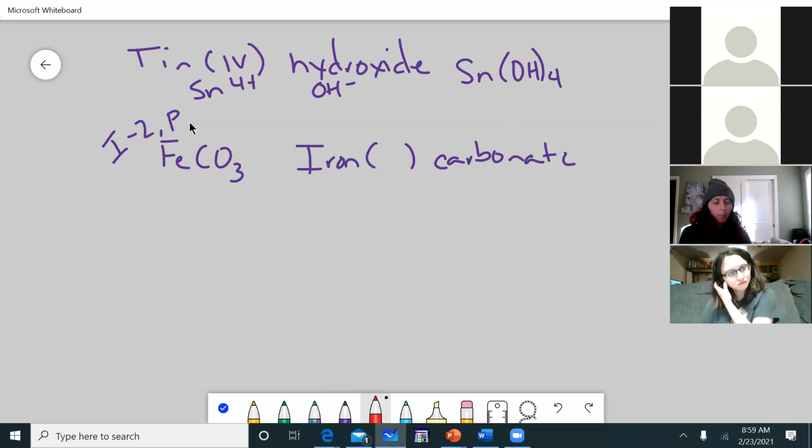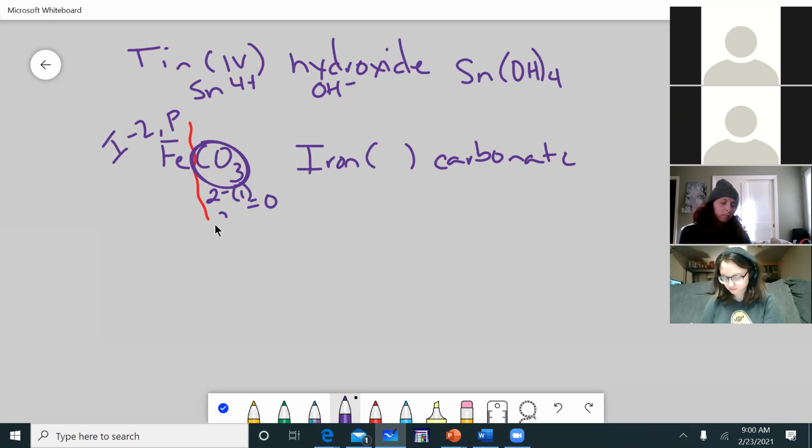Now I need to figure out the charge on this thing. So we cut our metal from our nonmetal. The whole thing needs to equal 0. Carbonate has an overall charge of 2 minus. And how many carbonates are there? There's not 3 of them. There's just 1 of them, right? So 1 times 2 minus charge, which makes the iron a 2 plus. How many irons do I have? I only have 1 iron. So it will be iron(II) carbonate.